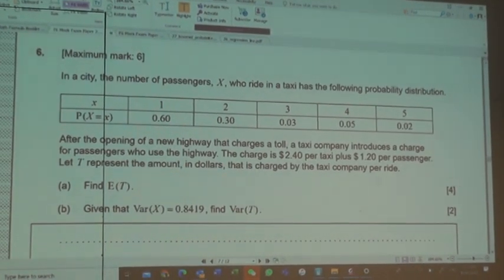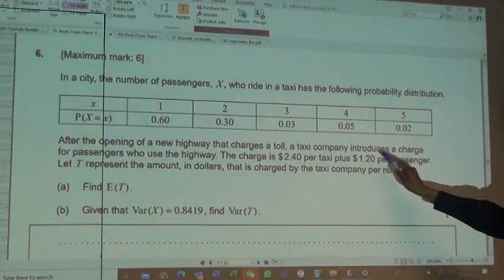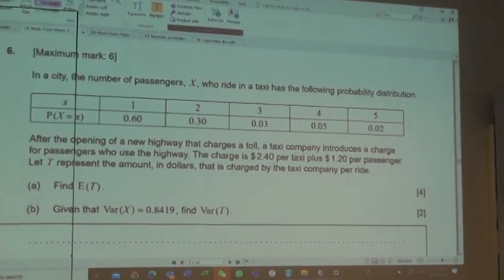In the city, the number of passengers, X, who ride the taxi has the following probability distribution. After the opening of a new highway that charges a toll, a taxi company introduces a charge for passengers who will use the highway. The charge is 2.5 per taxi. Remember, this is the number of passengers, right? The charge is 2.5 per taxi plus 1.2 per passenger. This is the number of passengers. It says 1.2 per passenger, so you are dealing with 1.2 times X.